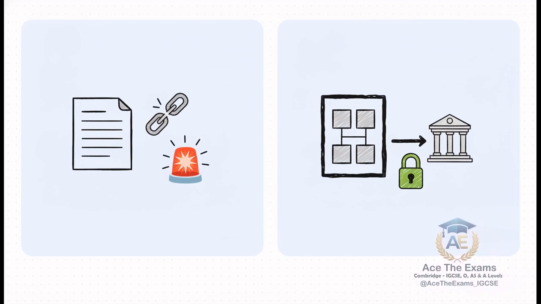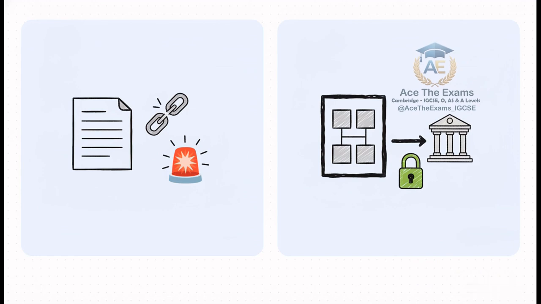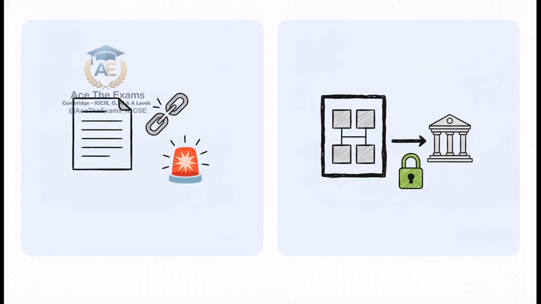Now look at the perfect A-star answer on the right. We are going to actively apply the Peel framework here. Point. A major drawback is the key distribution problem. Evidence. Symmetric encryption requires both the sender and receiver to possess the same single private key.